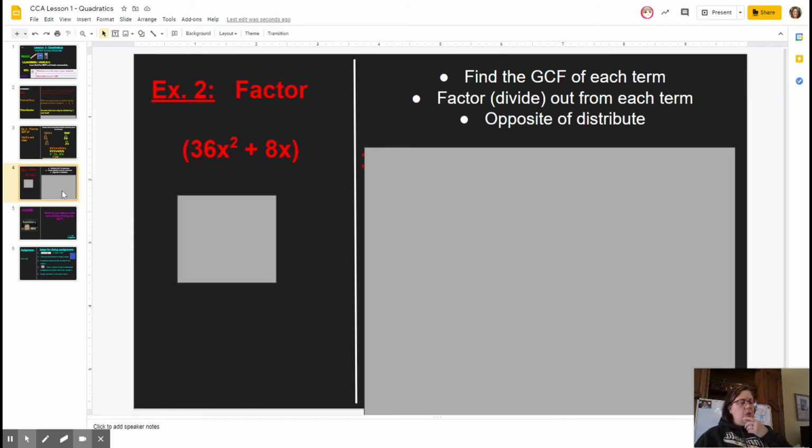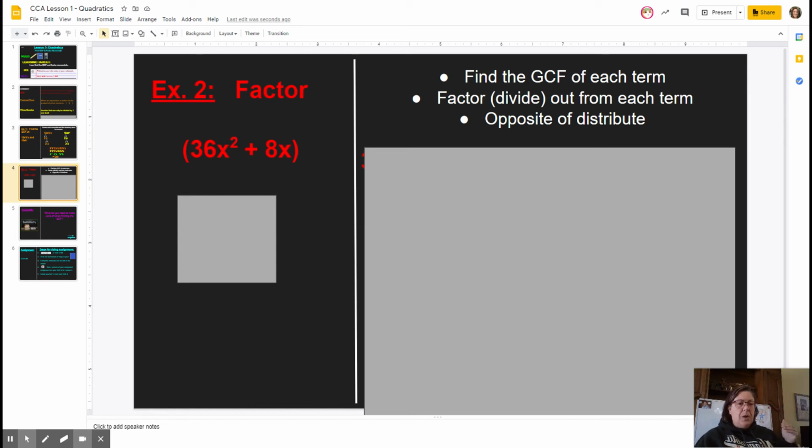So example 2, we are going to factor this expression, 36x squared plus 8x. Your steps, as I have listed at the top there on the right-hand side: the first thing we're going to do is find the GCF, the greatest common factor of 36x squared and 8x. Once you find that greatest common factor, you're going to divide it out. This is the part that's opposite of the distributive property.